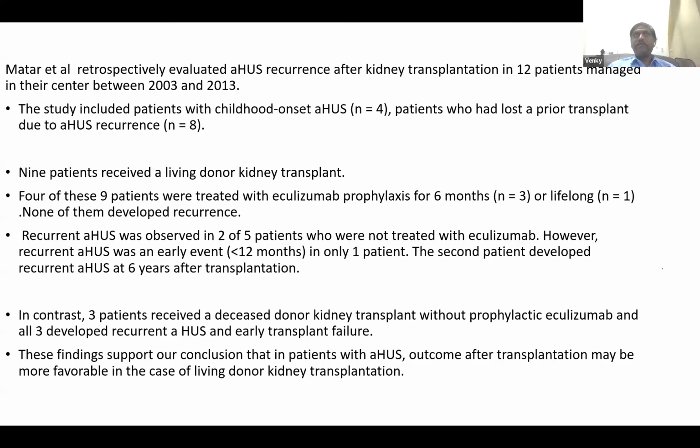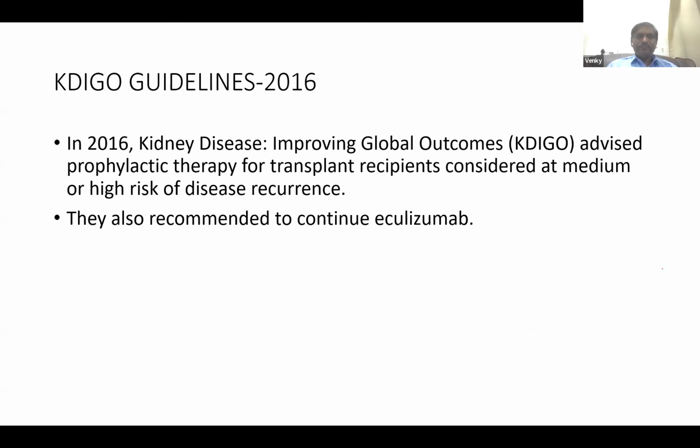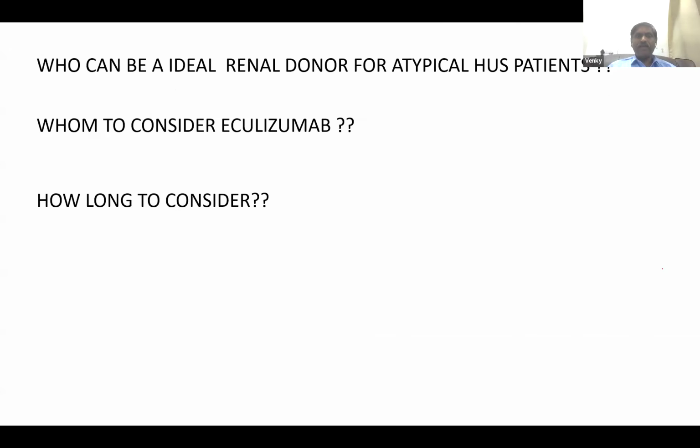So maybe living donation can be a good transplant option for patients with atypical HUS, provided the living donor is screened adequately for any genetic abnormality in themselves. Especially in the era of eculizumab, living donors can be considered because they have some advantages over cadaveric donors. So this is the first question, who can be the ideal donor?